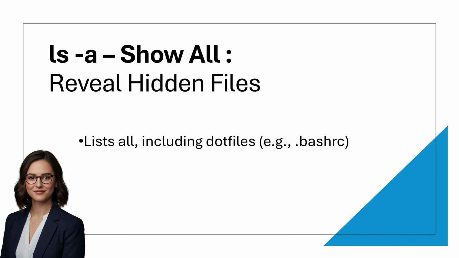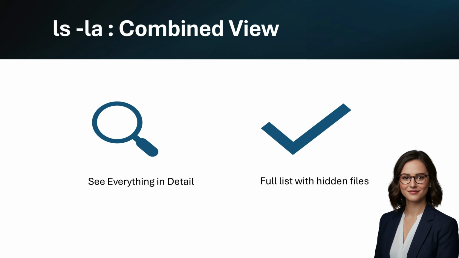Another helpful option for ls is -a. This shows all files and directories, including hidden ones. In Linux, files and directories that start with a dot are hidden by default. These often contain configuration settings, so ls -a reveals everything, even what's normally out of sight.